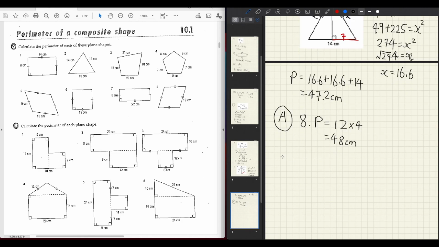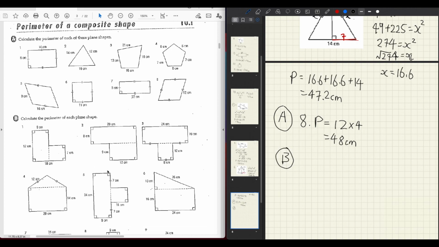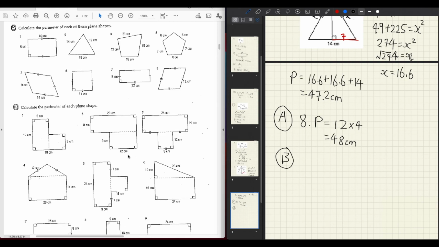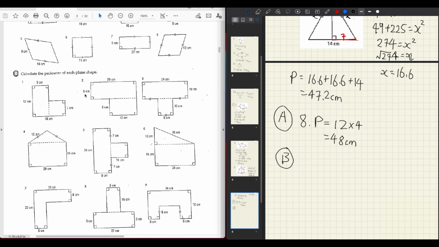Now, B is where the interesting questions are, and these are the type of questions you would see in the exam. So let's just take a random pick. I'm just going to pick question 2. So question 2. There we go.